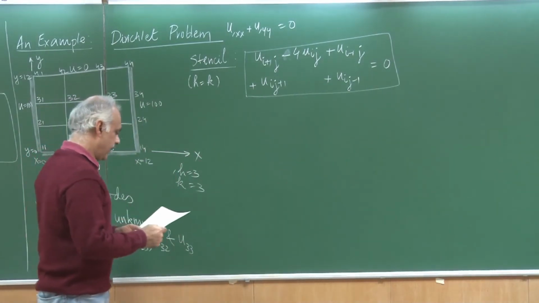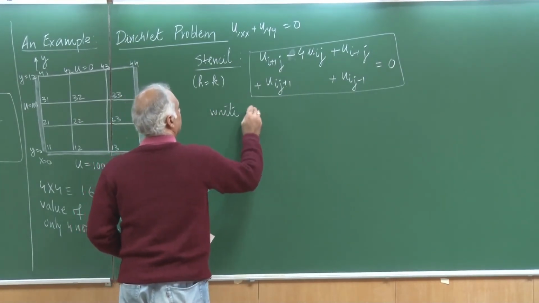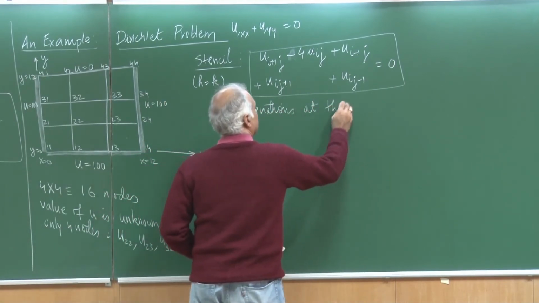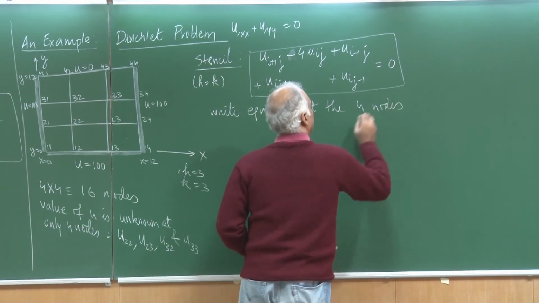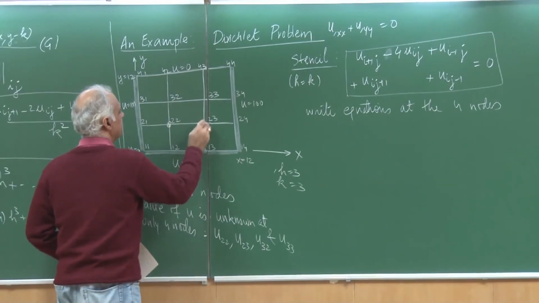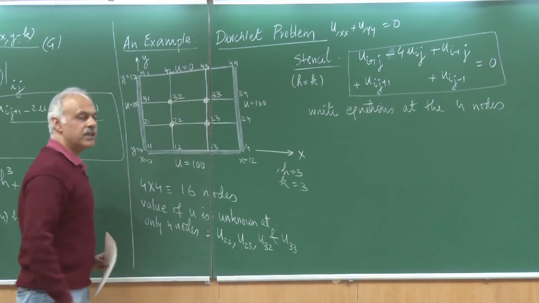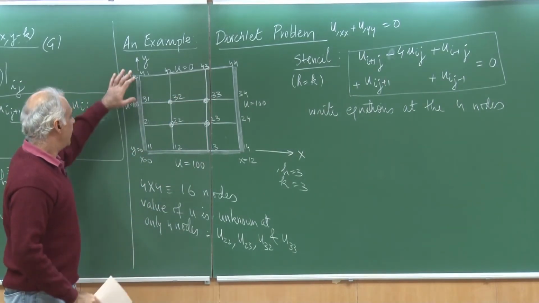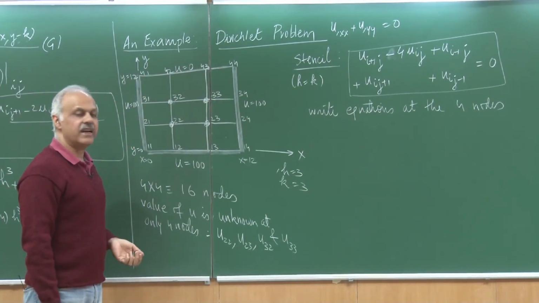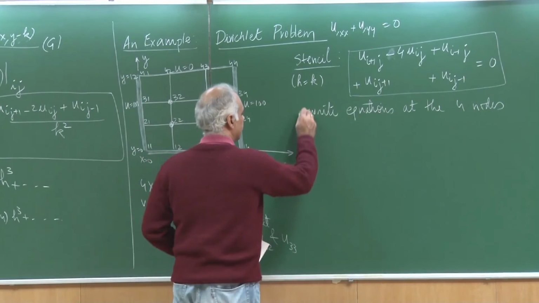All right. So, now what we will do is write equations at the 4 nodes, and these nodes are the ones that I have darkened, because these are the only points where we do not know the values. I already know the values at all other nodes, so there is no point in writing equations at those. Let us begin with 2 2.